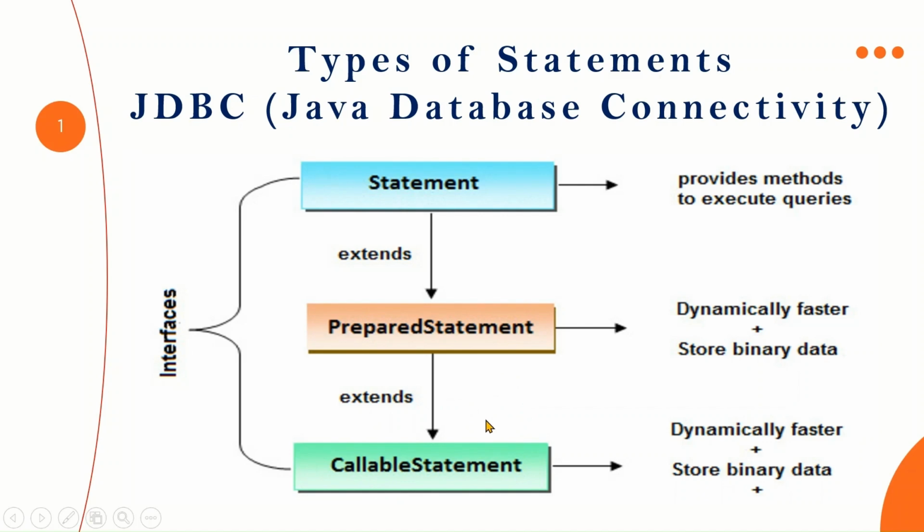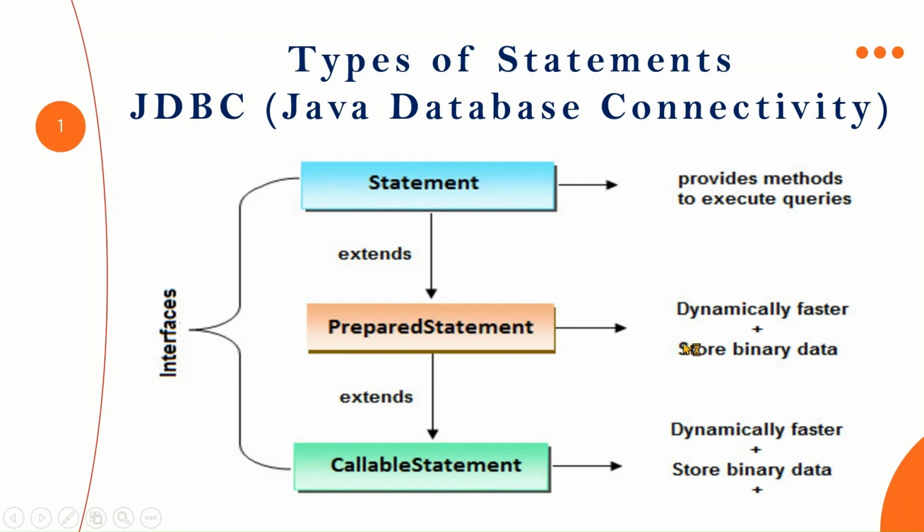So this is the hierarchy of the types of interfaces, the statements which are used in order to execute the SQL queries. Now if you take the first statement, it provides methods to execute queries, and the prepared statement and the callable statement also have methods to execute queries. But here prepared statement is much faster in execution and it stores binary data. Similarly, the callable statement is also faster in execution and storing binary data.